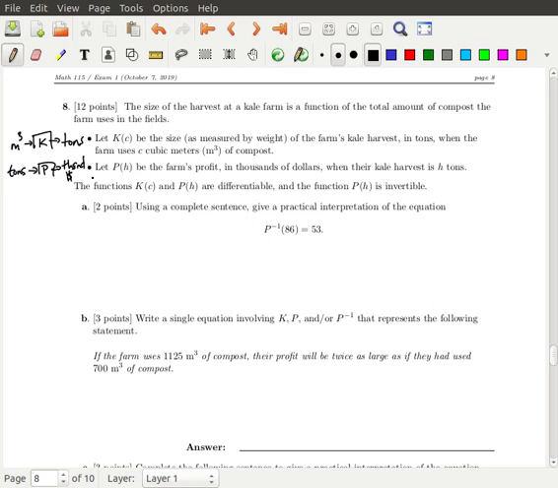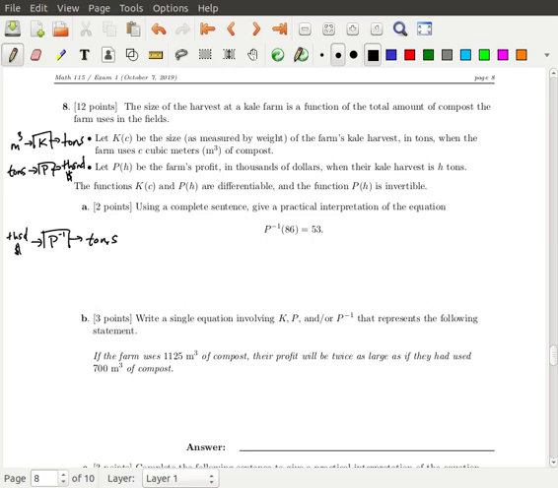The functions K of C and P of H are differentiable, and the function P of H is invertible. Using complete sentences, give a practical interpretation of the equation P inverse of 86 equals 53. To give a practical interpretation really just amounts to knowing what the units are and then coming up with a sentence that relates those quantities. So we know P takes in tons and spits out thousands of dollars. That means P inverse does the opposite. It takes in thousands of dollars and spits out tons.